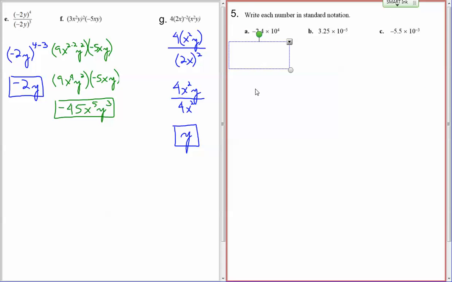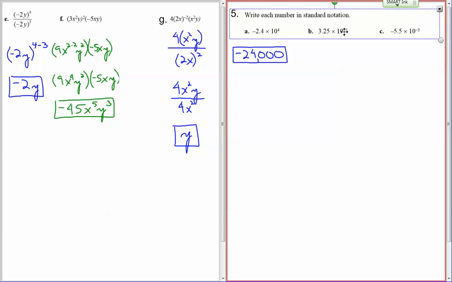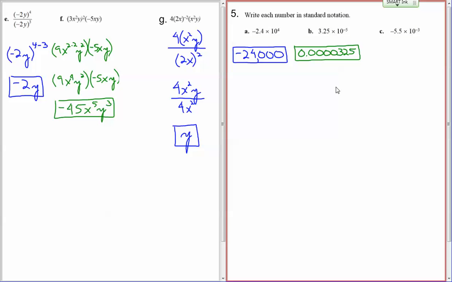Writing these numbers in standard notation. First of all, it's a negative number, so my answer is going to be a negative number. 10 to the 4th is like 10,000. I've got 2.4 10,000s. Other people might choose to look at it as you're multiplying by 10 4 times. You multiply it by 10 once, the decimal place will move over one place. Multiply by 10 another time, it moves to right here. A third time right here, and a fourth time right there. So negative 24,000.